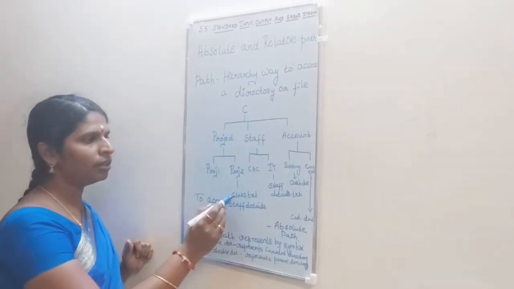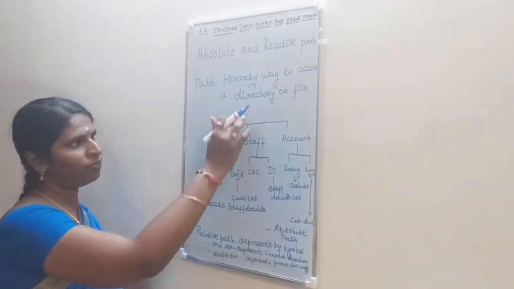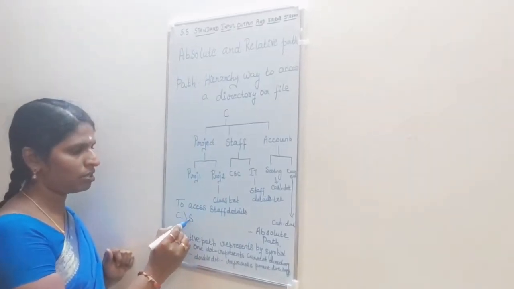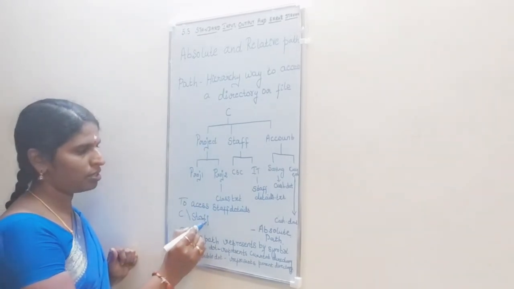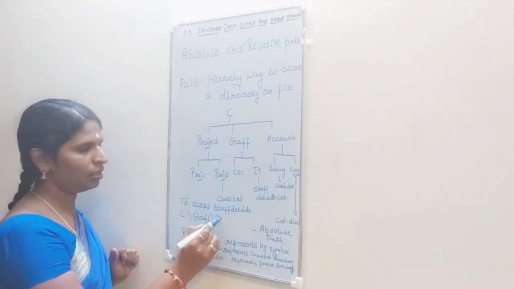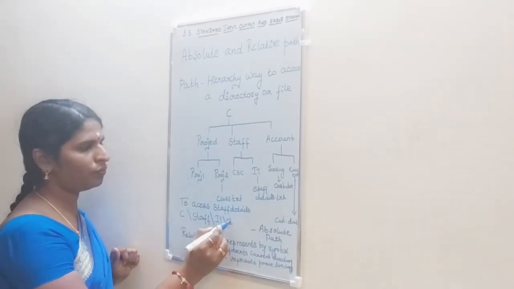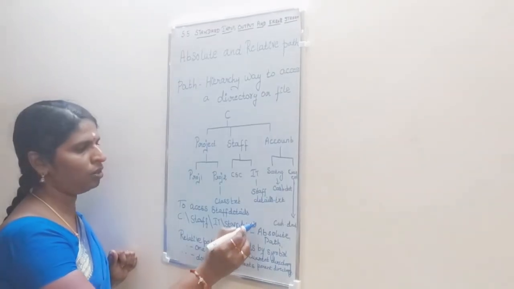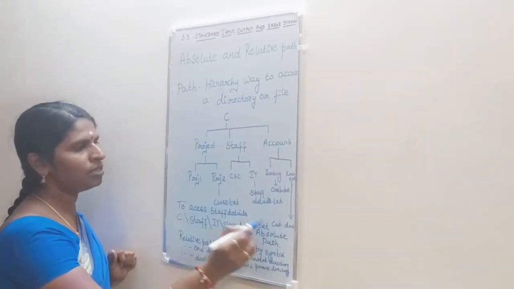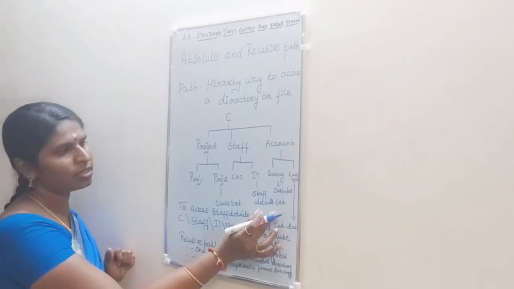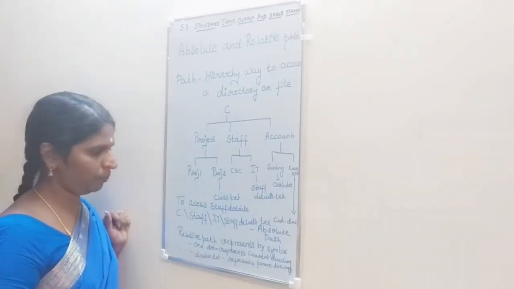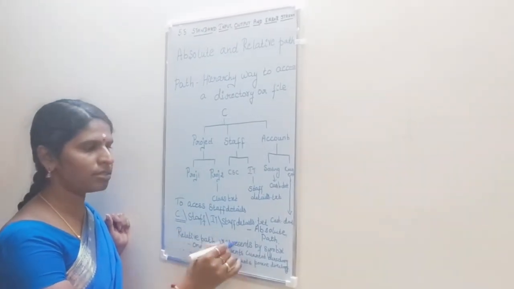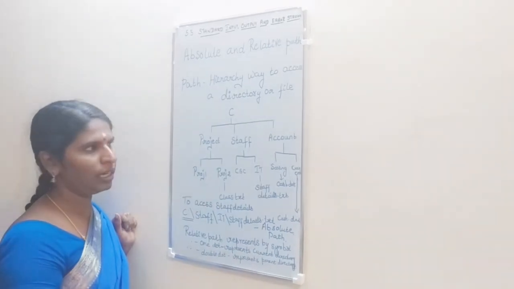To access the staff details, what is the way? C://IT/staffdetails.txt. This is the way to access this staffdetails.txt. C is the root directory. These are directory and subdirectory. The last one is your file name.